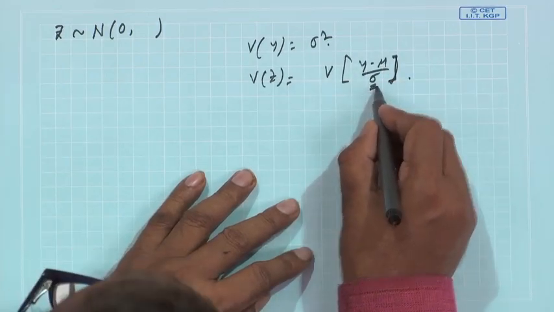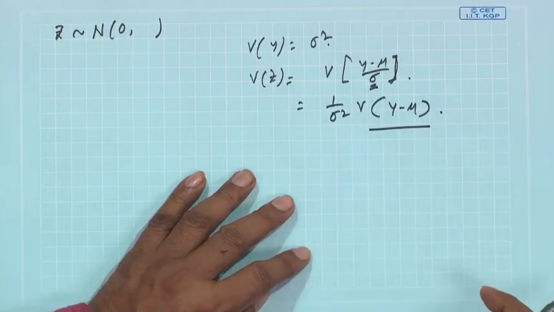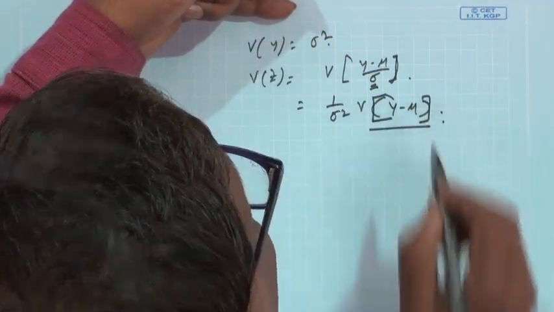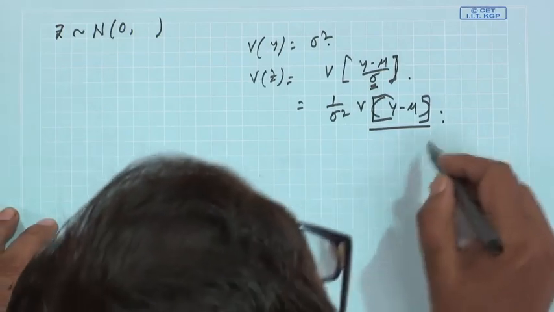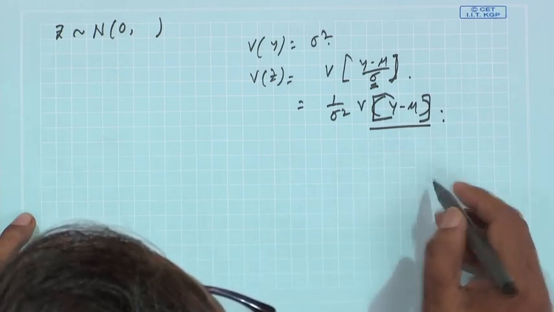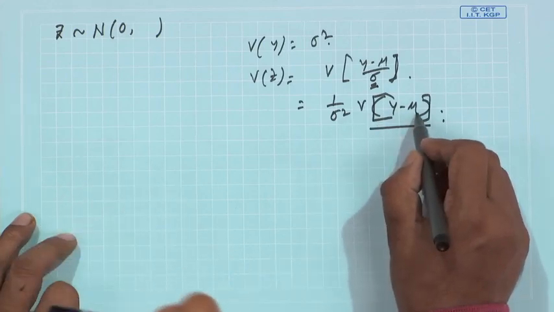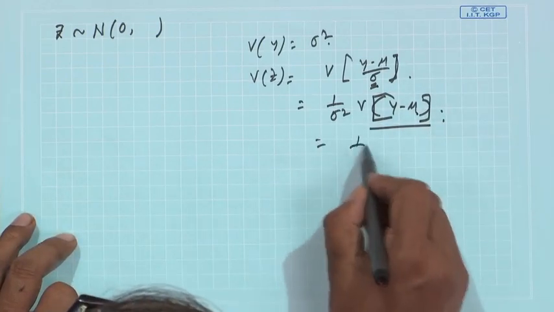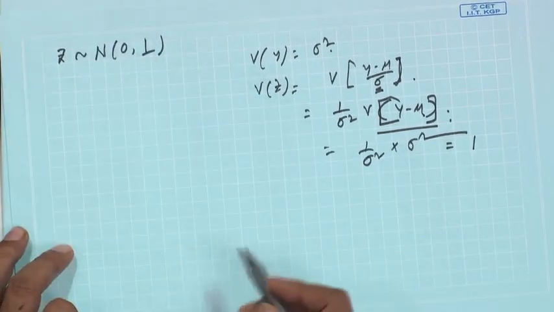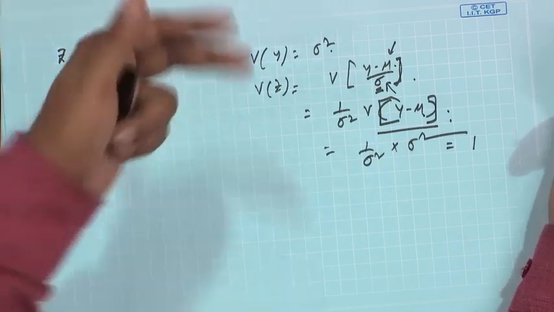Now, this is a constant one. So, it will be 1 by sigma square times variance of (y minus mu). Variance of (y minus mu), you will find, is nothing but sigma square again, because variance of mu, a constant, is 0. So, this will be 1 by sigma square into sigma square, which is 1. So, whether mu is mu 1 and sigma is sigma 1, it is irrespective of the mu and sigma values.